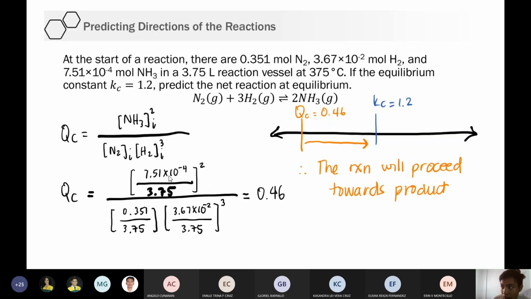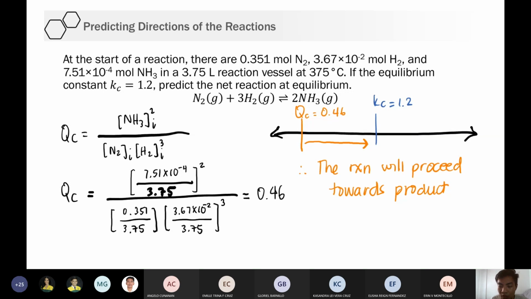Tignan nyo yung concentration, oh. Ito, 0.51. Ito, negative 4. So, mas marami talagang reactant kaysa sa product. So, in order for your system to achieve balance, itutulak niya yung ibang molecules para gumawa ng product until reach niya yung balance. No? So, that's how we predict the direction of the reaction.